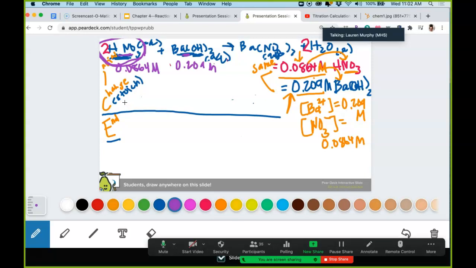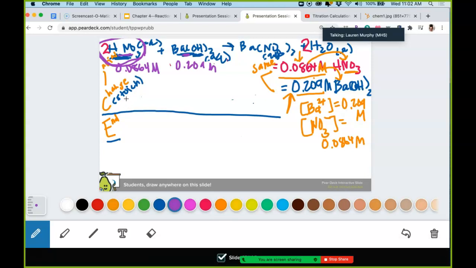All of it. That's the whole point of the limiting reactant. I'm going to lose, so I put a minus here, all of my limiting reactant. That's the whole point. It should all run out, so I shouldn't have any at the end. 0.0864 minus 0.0864 is 0. Theoretically, I should have no nitric acid at the end of this reaction.